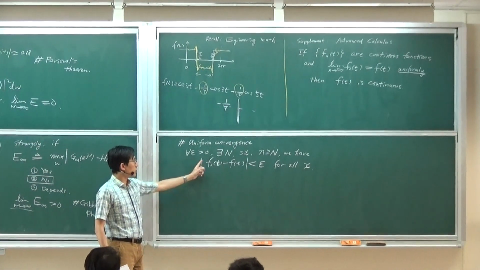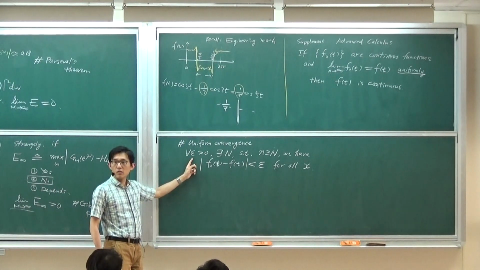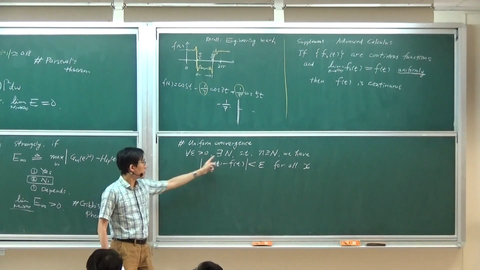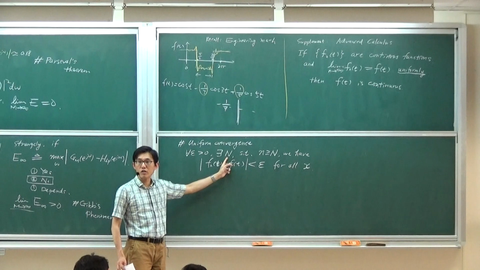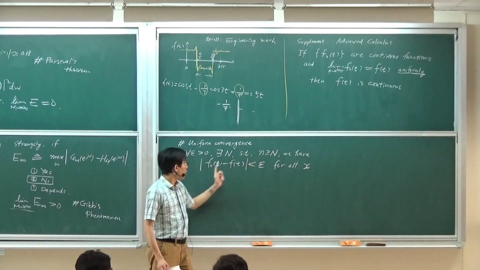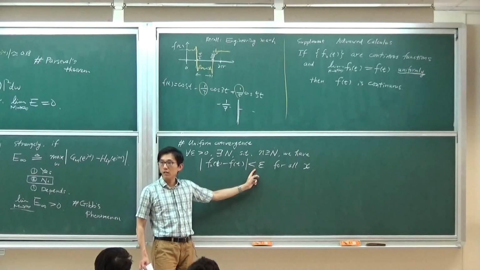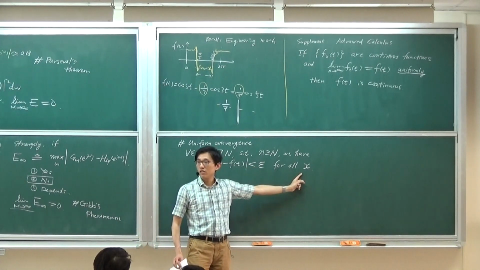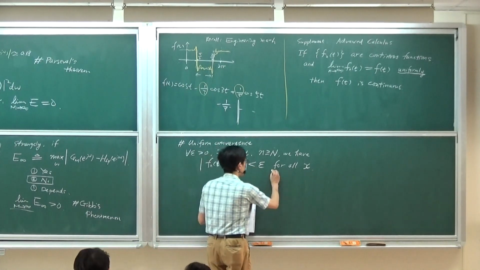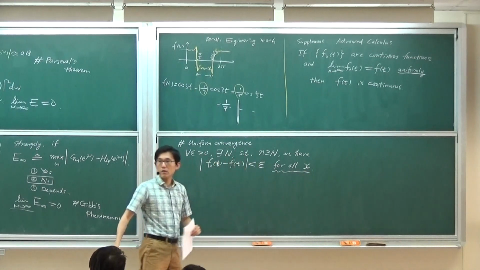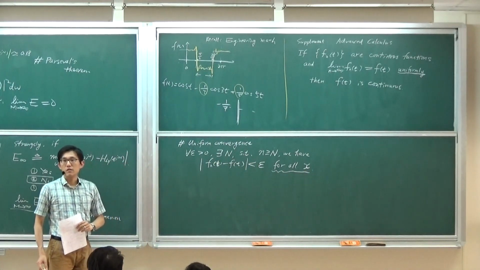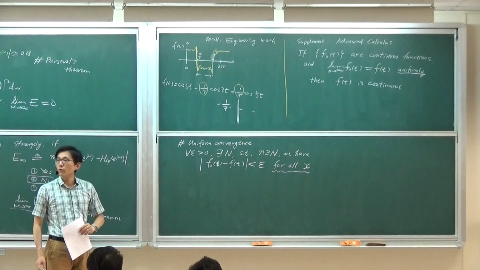So if this criterion holds for any epsilon, however small it is, you can find a sufficiently large N such that after that all the functions do not differ from the limit by more than epsilon, and everywhere. The emphasis is on everywhere. Then this convergence is uniform.